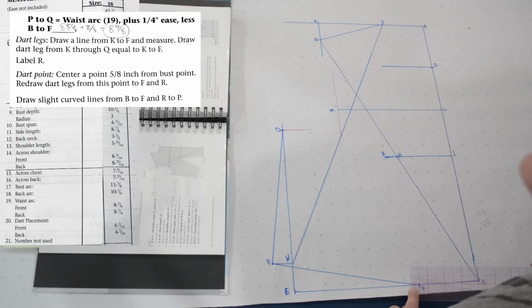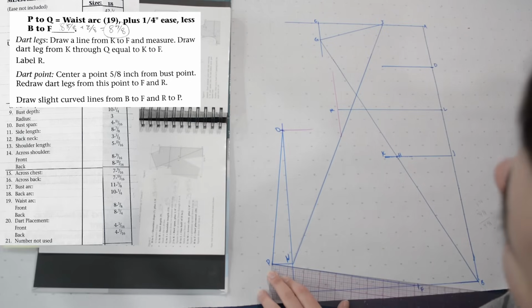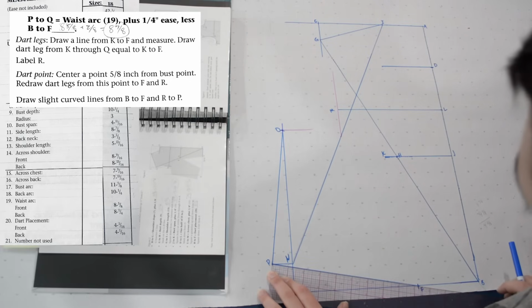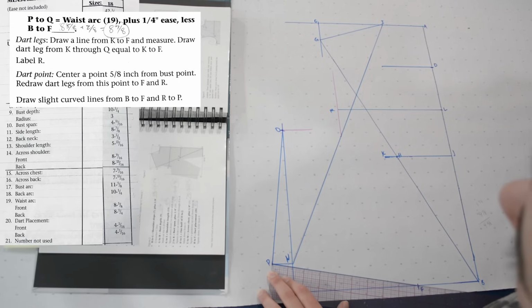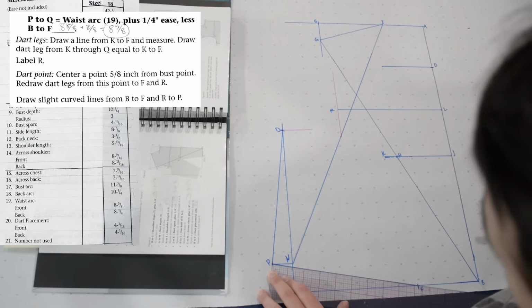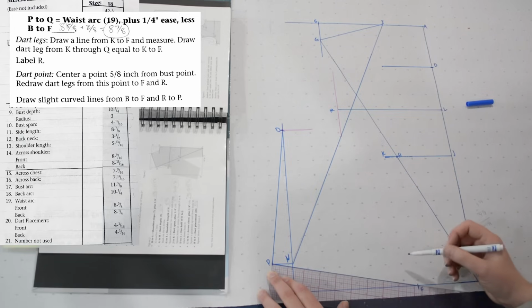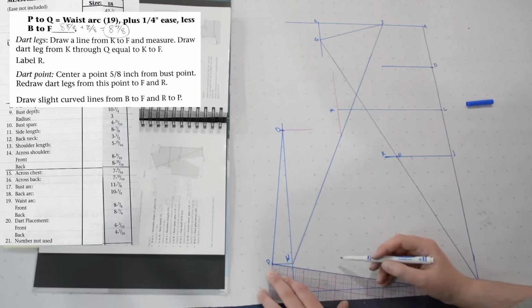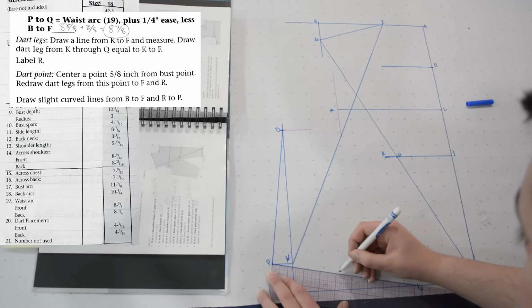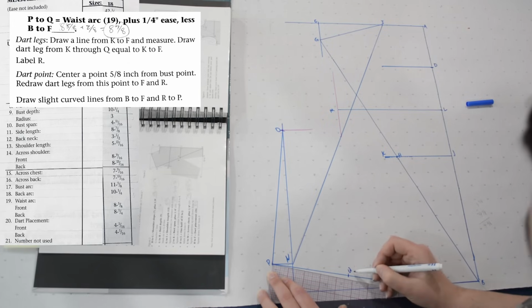And where is Q on here again? P to Q is along this line, I'm guessing. P to Q. Draw line from K. Where's K? K to F. Okay, this is just drawing the dart legs in. So point Q here is supposed to be 4 6/8. This is point Q.